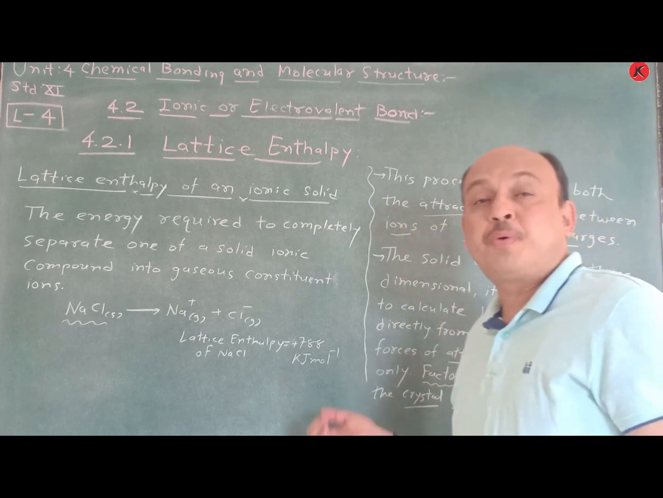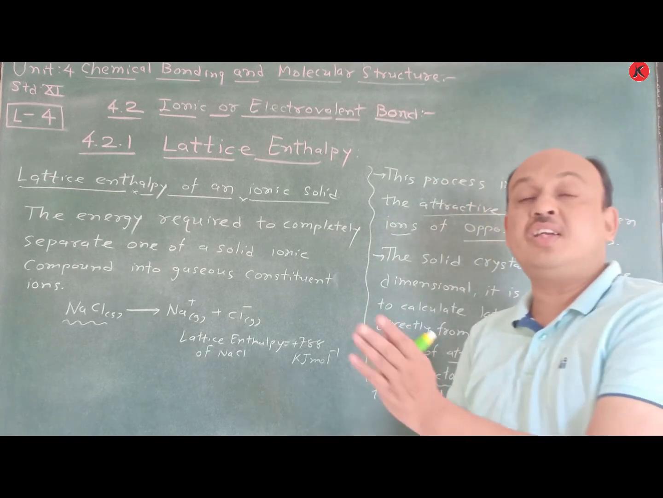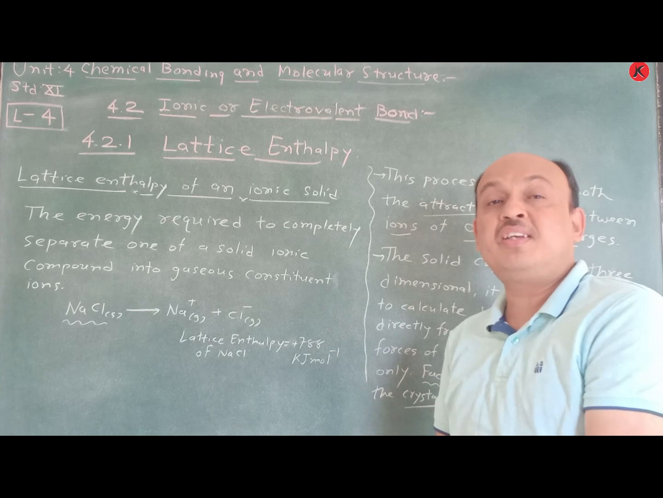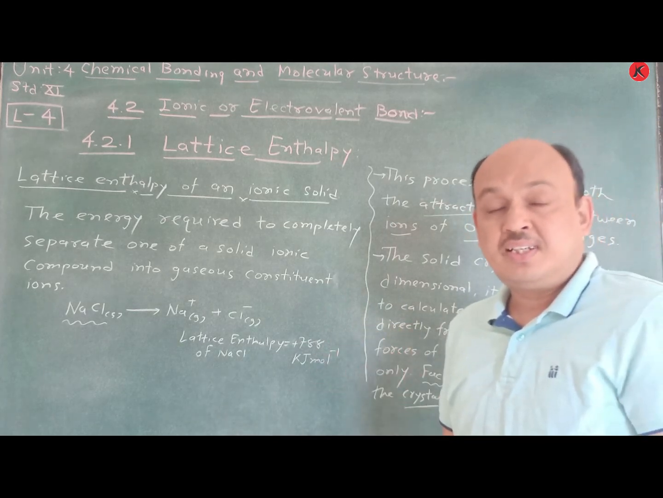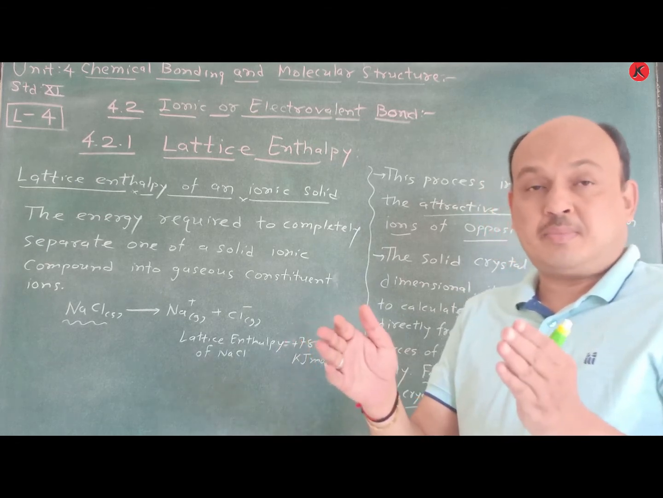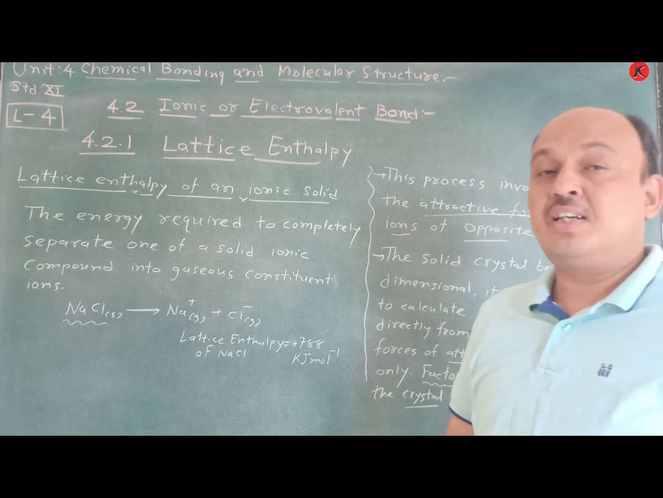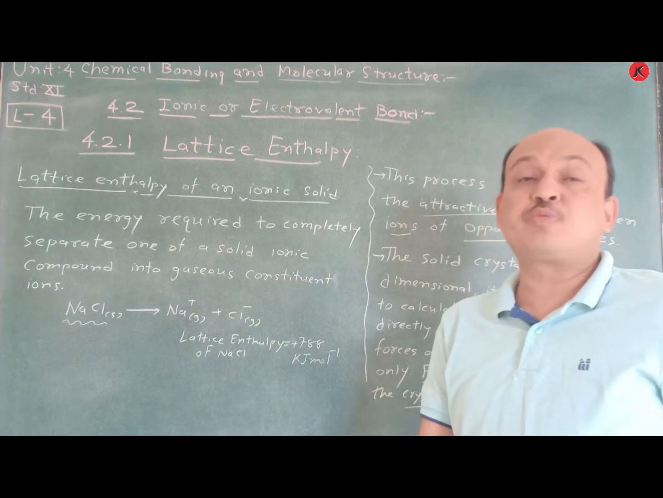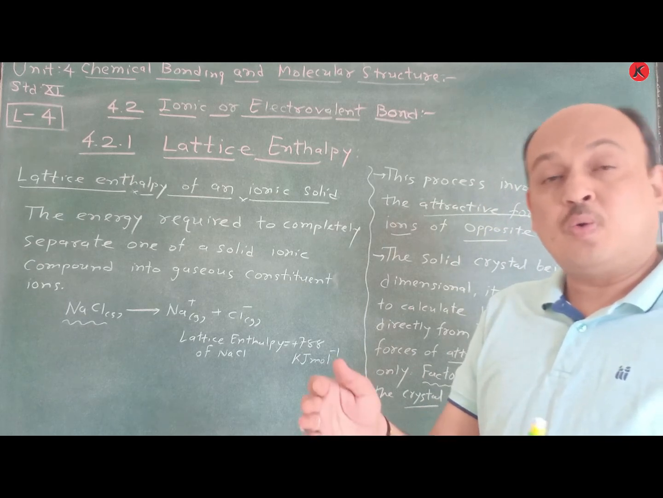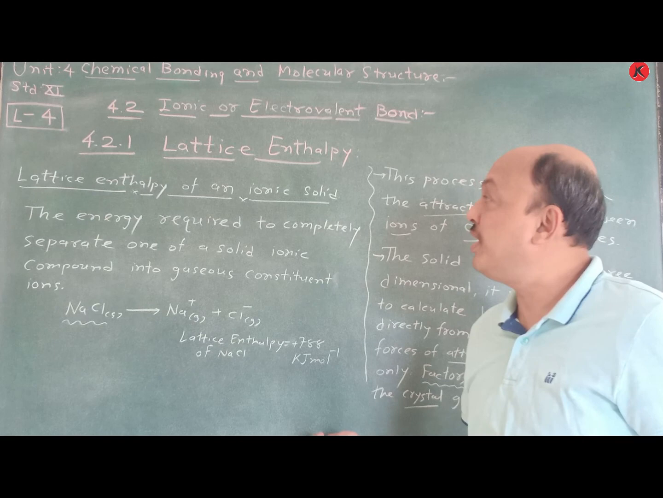Now the next topic, 4.3, is bond parameters, which you already learned in your unit 3, but here it is given in terms of bond length, that is, bond length or covalent radius, followed by van der Waals radius. What is the difference between van der Waals radius and covalent radius is explained later on.